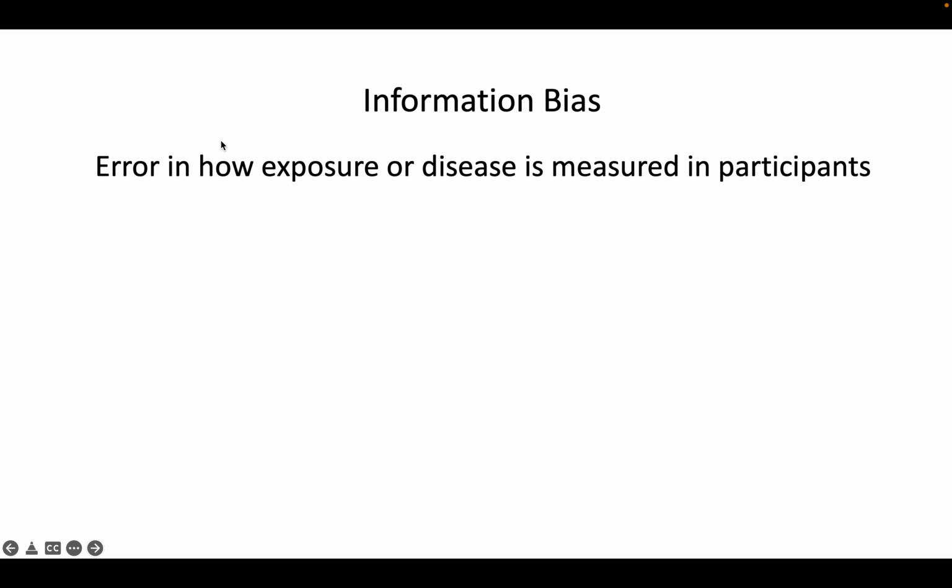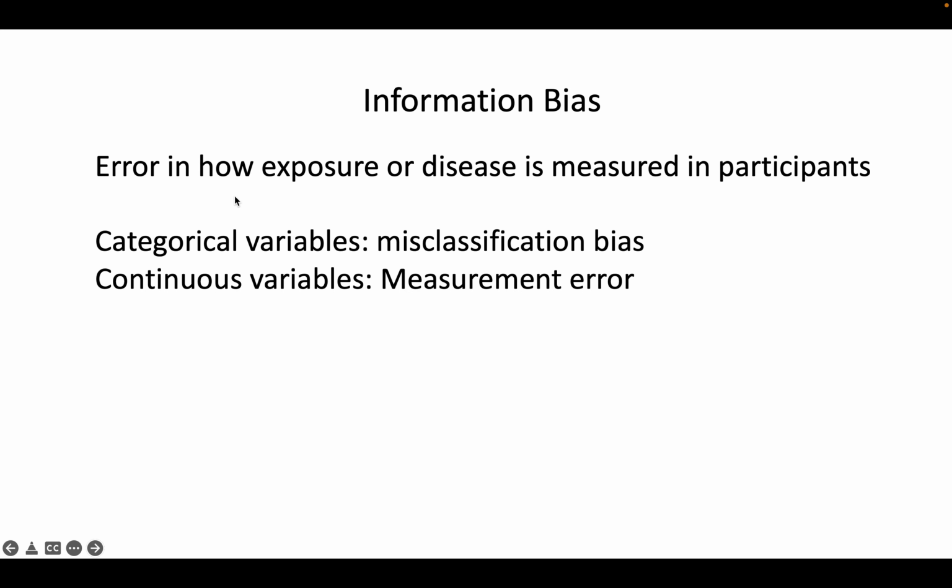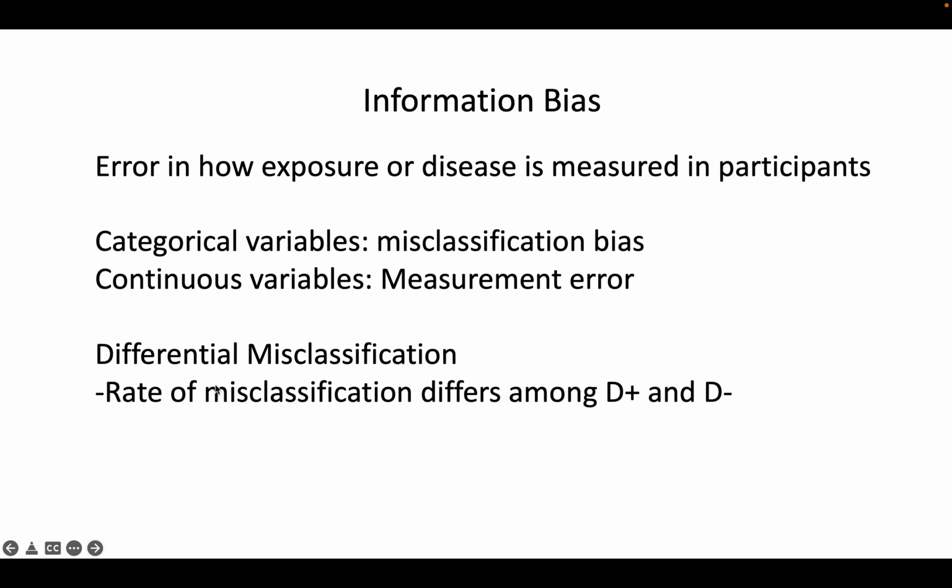Information bias, it's error in how the exposure and/or disease is measured in participants. And when it's a categorical variable, like sex, male or female, when it's classified incorrectly, this is basically called misclassification. And when it's a continuous variable, like cholesterol concentration, it's called measurement error when that gets the wrong value. And it can be differential or non-differential.